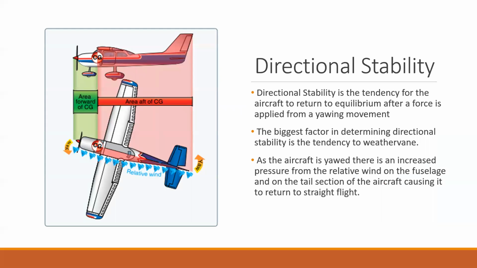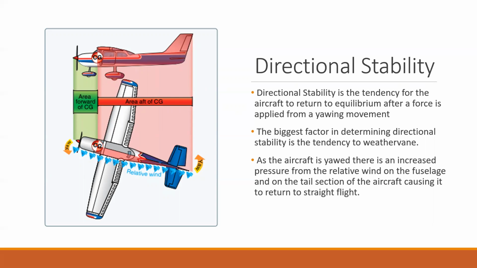Then the final type of stability is directional stability. So directional stability is the tendency of an aircraft to return to equilibrium after a force is applied in the yawing movement. So when you apply a force with a rudder, how likely is it to return to straight and level flight? And so the biggest factor in this is just the fact that the aircraft is going to naturally want to weathervane.